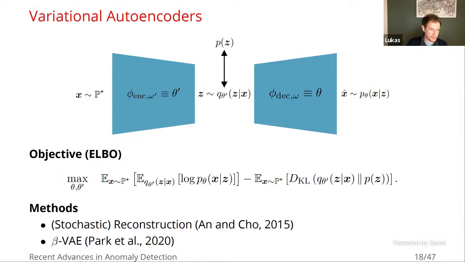An interesting recent work by Park specifically studies beta-VAE, where you can trade off between rate and distortion and make a connection there between methods based on reconstruction, so purely based on the distortion, and methods that only consider the rate, which would be the one-class classification methods that we will see in a bit.